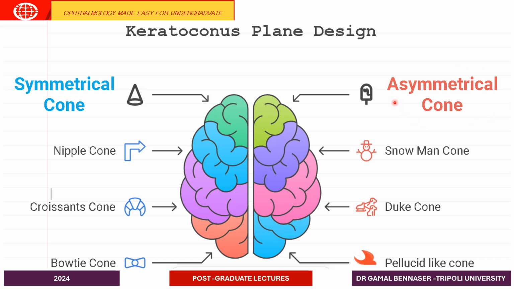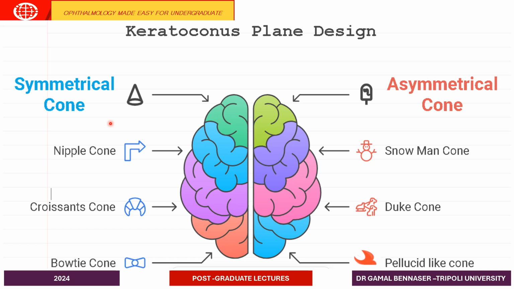Asymmetrical cones are the ones which have a paracentral and peripheral cone, like the snowman cone, the duck cone, or the pellucid-like cone. However, symmetrical cones usually have a central or paracentral cone, which is the nipple cone, the croissant, and the symmetric bow tie cone. This is usually a symmetrical cone.